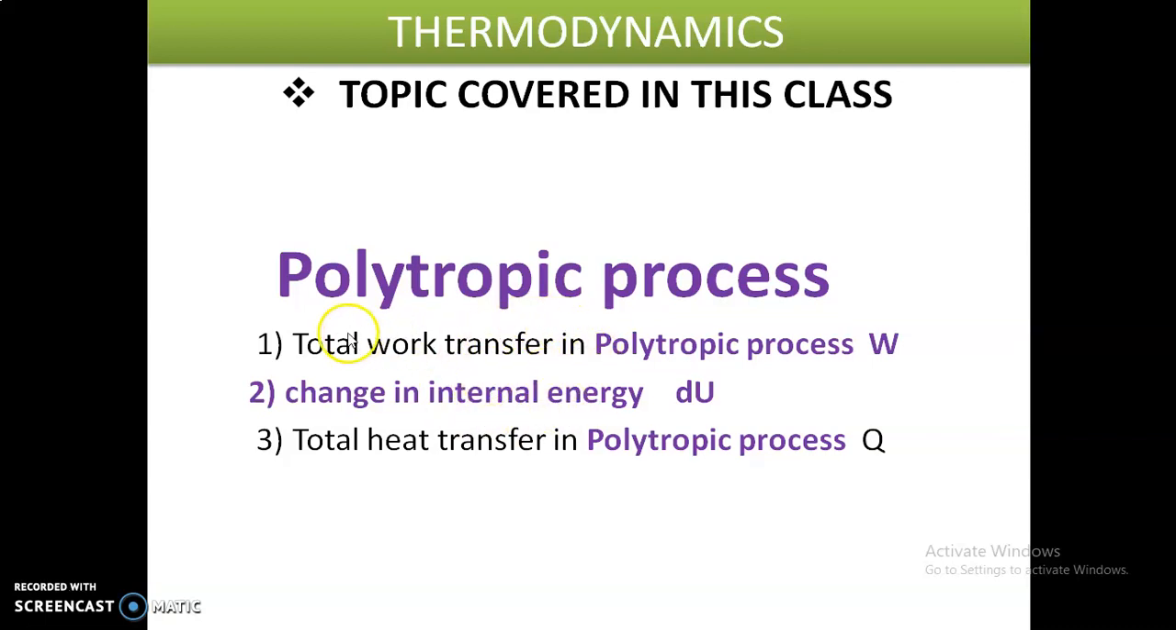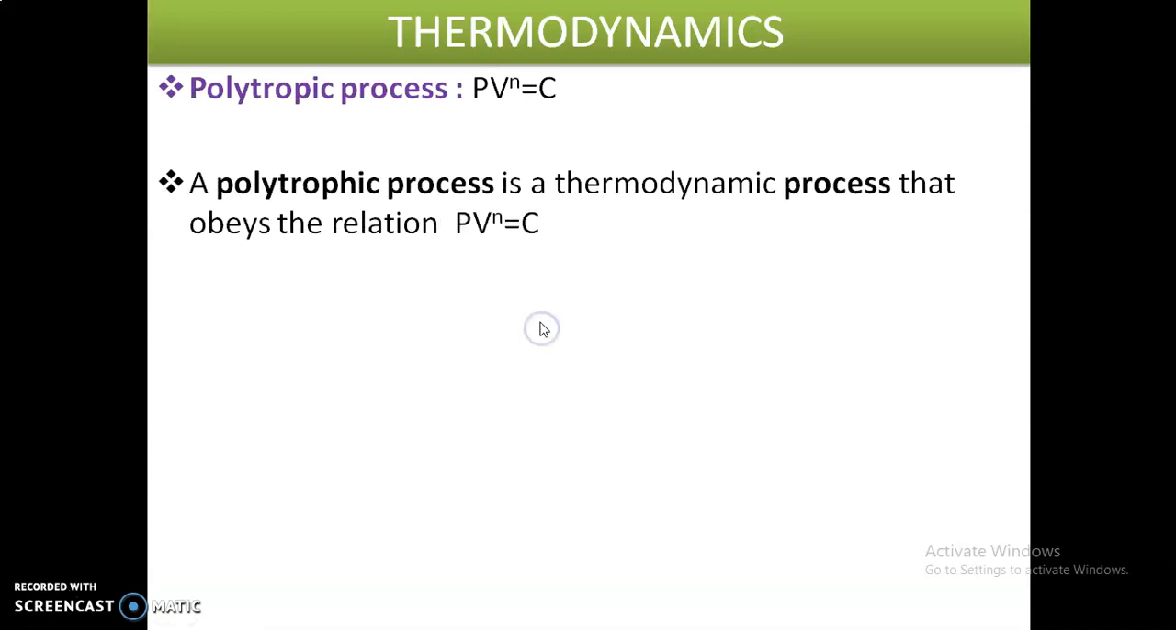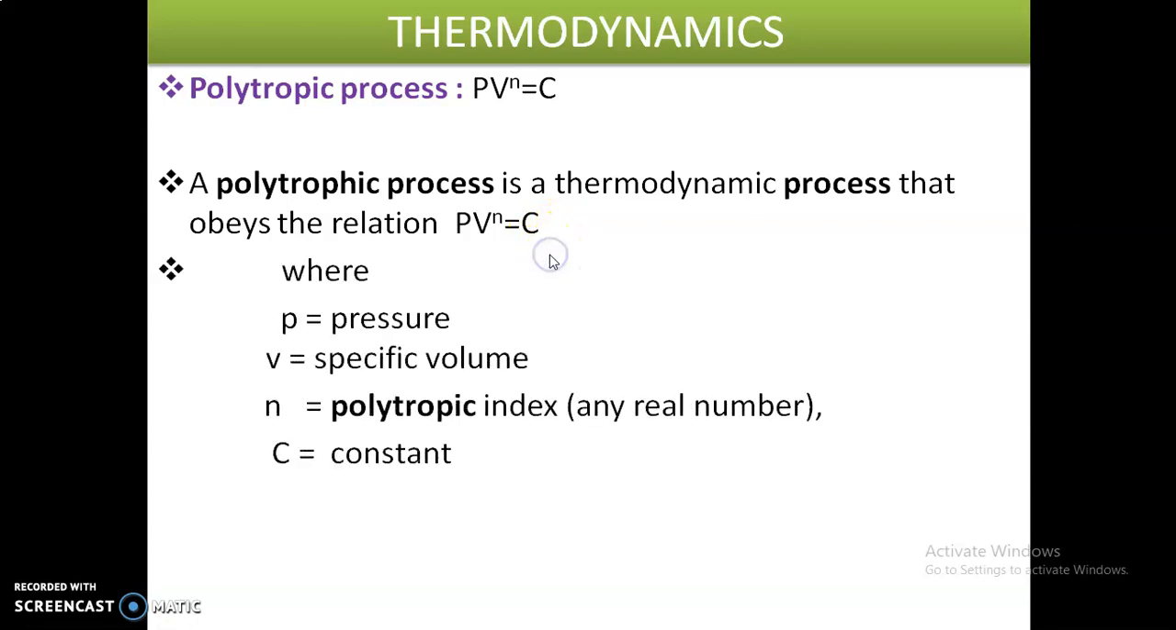Before that, first we should know about the polytropic process. How can we define a polytropic process? A polytropic process is a thermodynamic process that obeys the relation PV^n = C, where P is pressure, V is specific volume, n is the polytropic index, and C is a constant. And the PV diagram will be like this.